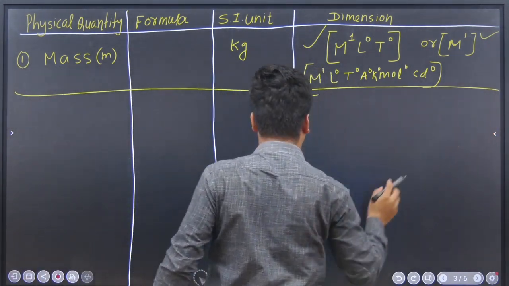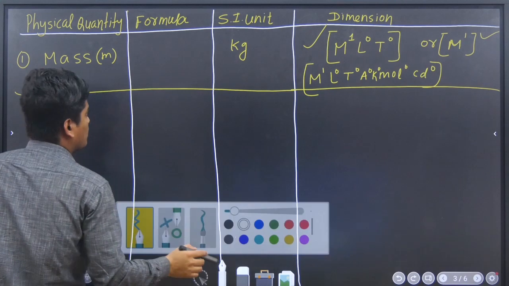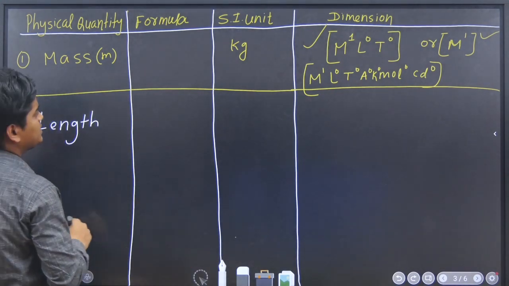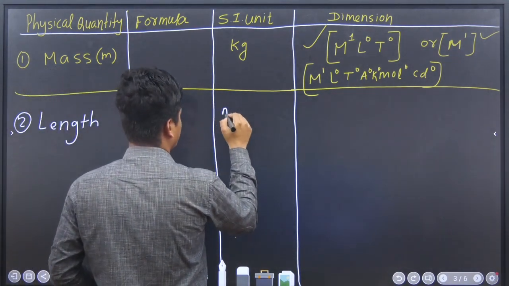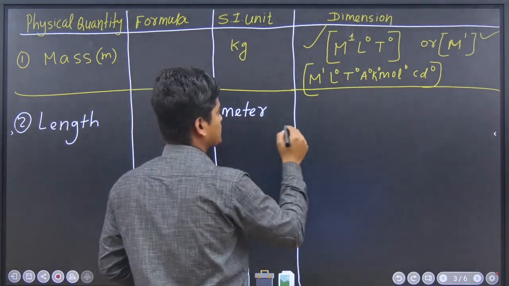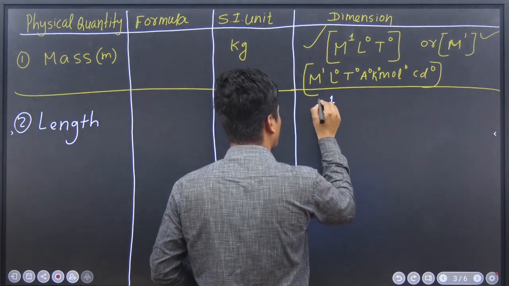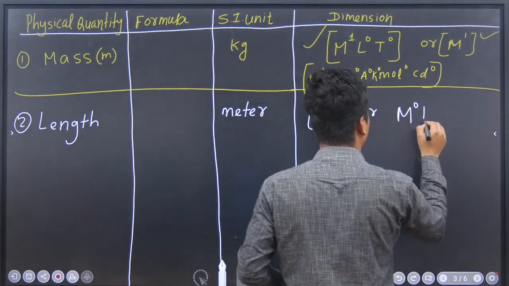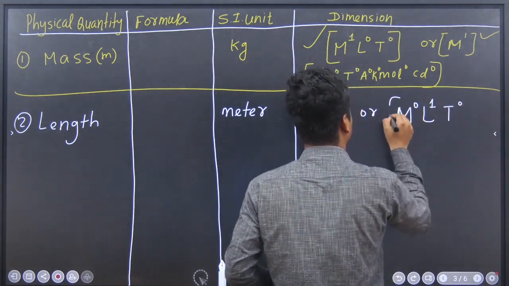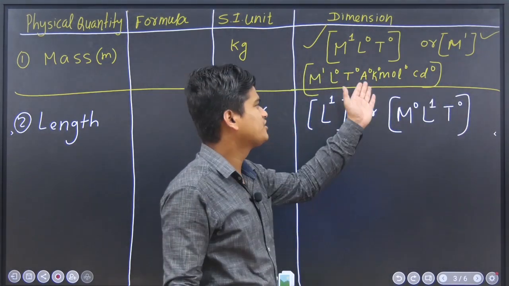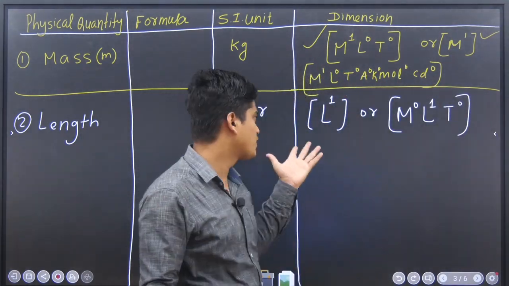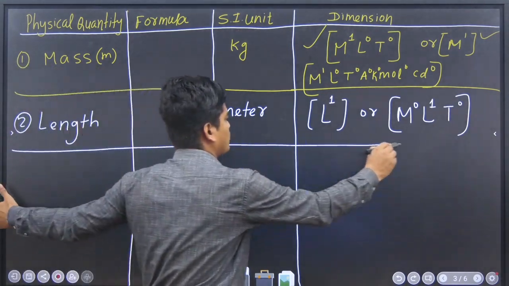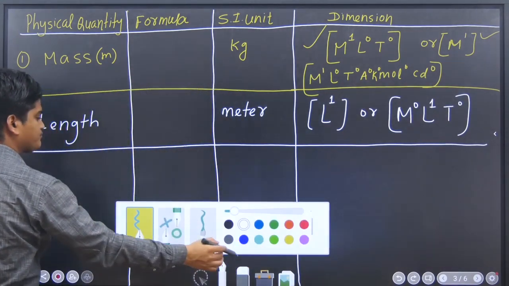Now we will understand length. For length the unit will be meter. For length I can write only L to the power 1, or I can write M to the power 0, L to the power 1, T to the power 0. You can write this also, but there is no need because these powers are not coming inside length. Length is a fundamental quantity, independent of any other quantity, so no need to keep that in mind.